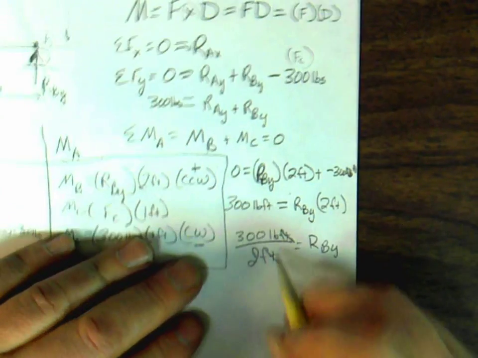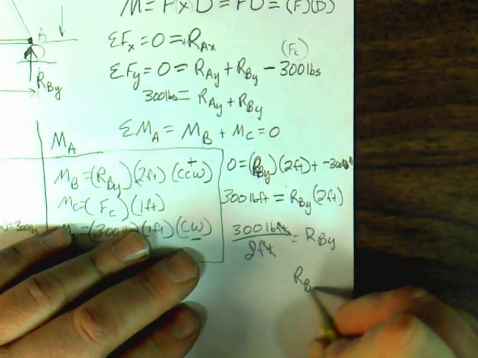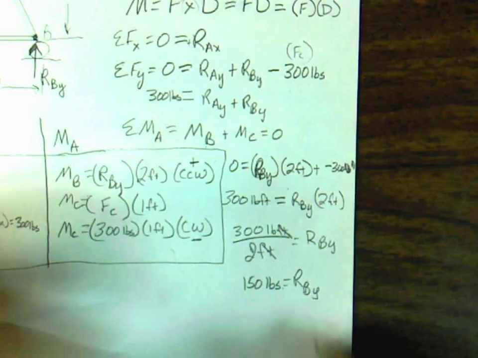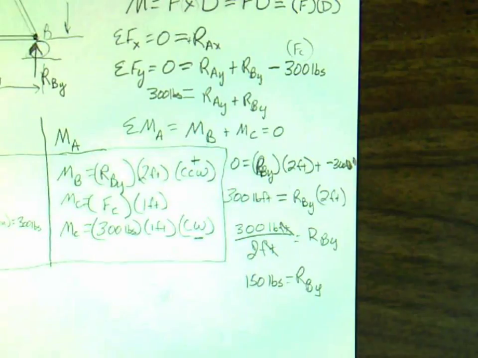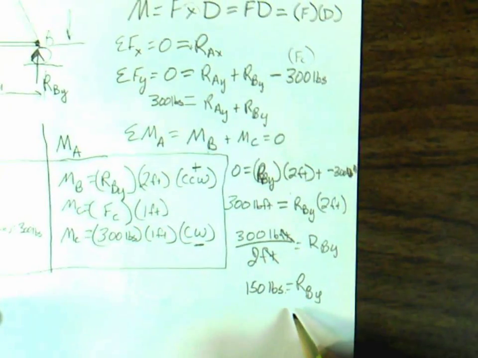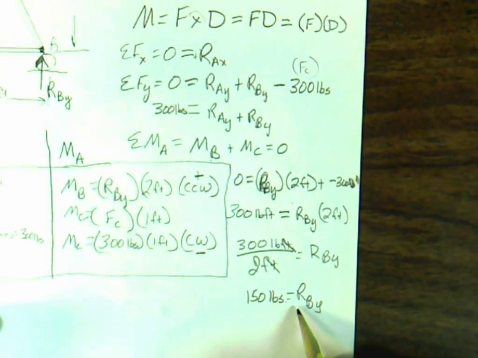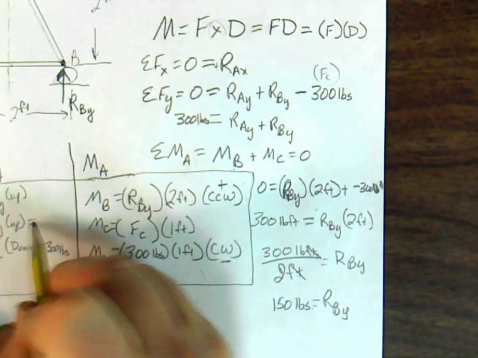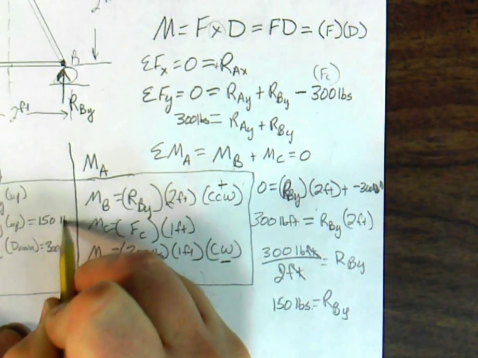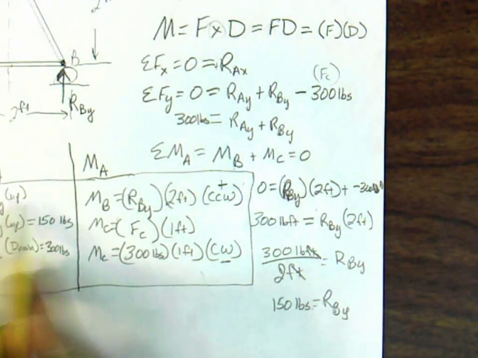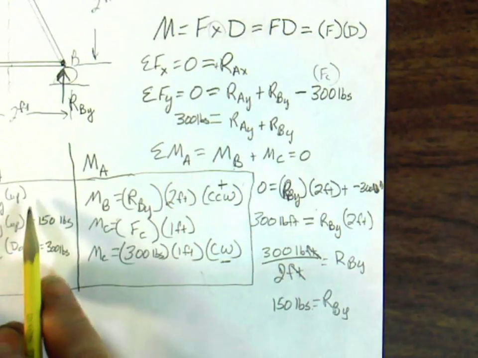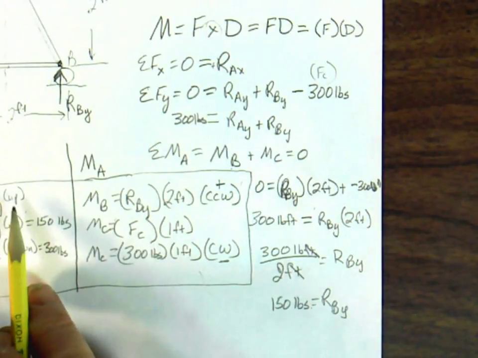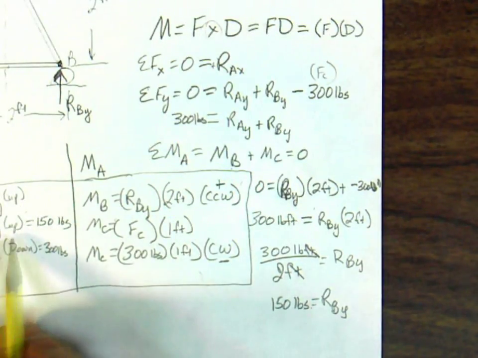Excuse me. So now I've got 150 pounds for RBY, and I can come up over here, RBY equals 150 pounds. I don't know RAY right now, so I've got to look for an equation. Is there anything that I can see and find that's going to give me RAY if I plug RBY back in? Well, yeah, looking up here, our static equilibrium equation for the forces in Y gave us 300 pounds equals RAY plus RBY. So let's use that one.